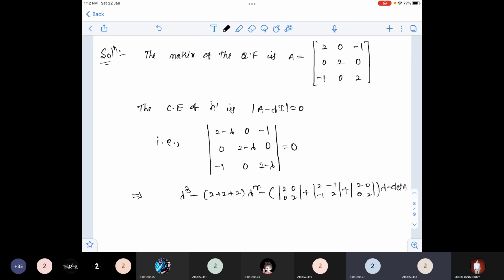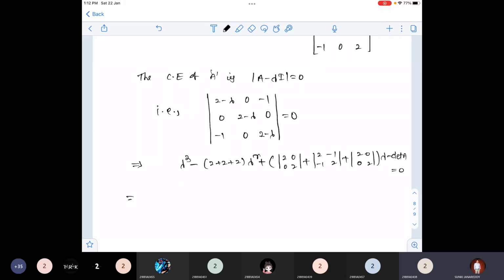Minus lambda square plus... Okay, now that implies lambda cube minus 6 lambda square plus, tell me the determinants: 4 minus 1 plus 3, 4, plus 3, plus 4. Right? Okay, into lambda. What is the determinant? 6. That one is equal to 0, since det A is equal to 6.